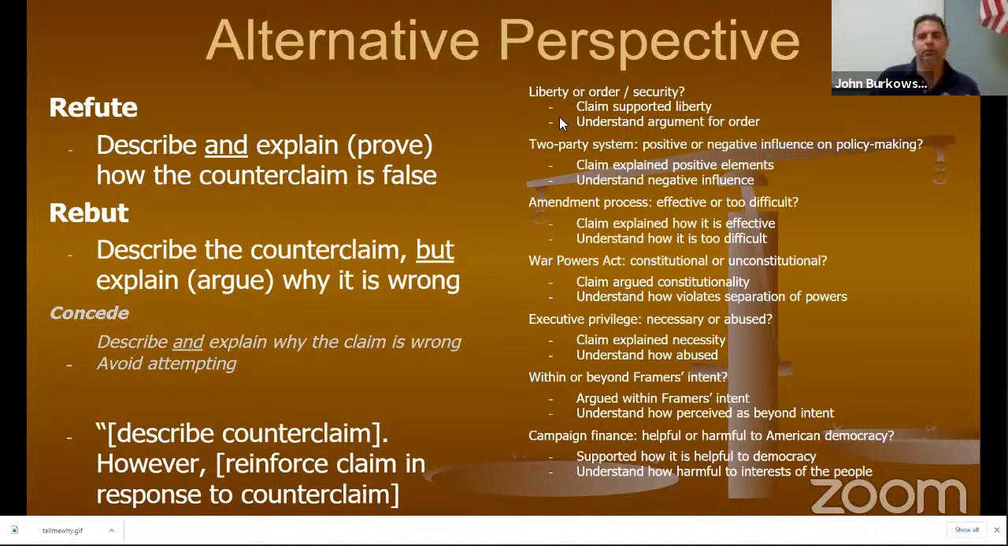I know it could be tough. I know, especially if you're like, hey, I'm still trying to get everything. I'm still trying to establish my claim. I get it. But this is how you can approach alternative perspective. Think about the other side every time.